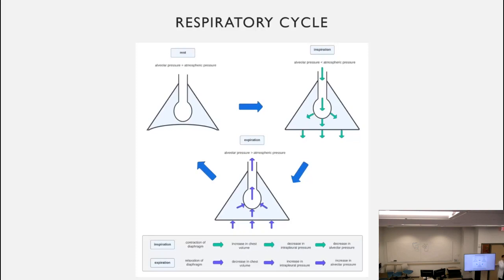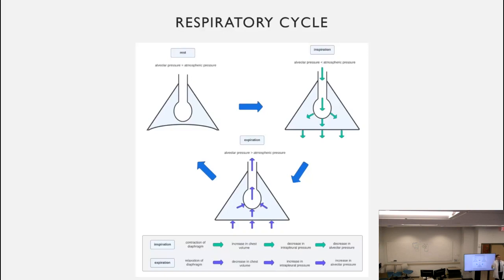Diaphragm goes up, and you relax it. So now, the pressure inside the pleural space that was -8 is going to go up to -5, and it's going to squeeze the balloon, the respiratory zone, the alveoli, making the pressure now in the alveoli greater than the atmospheric pressure. So the air goes up.